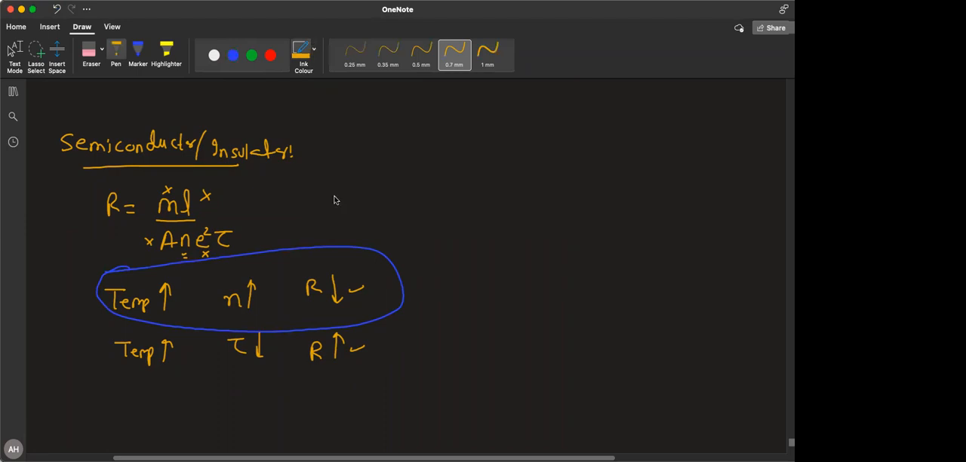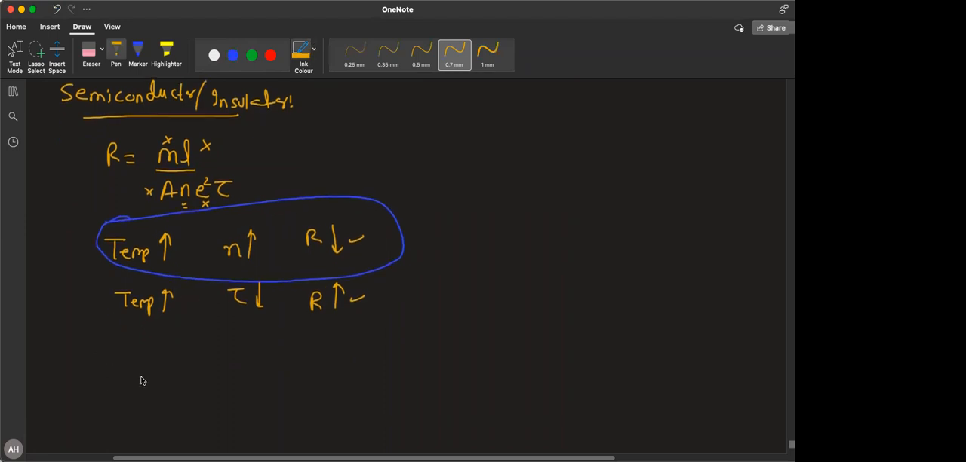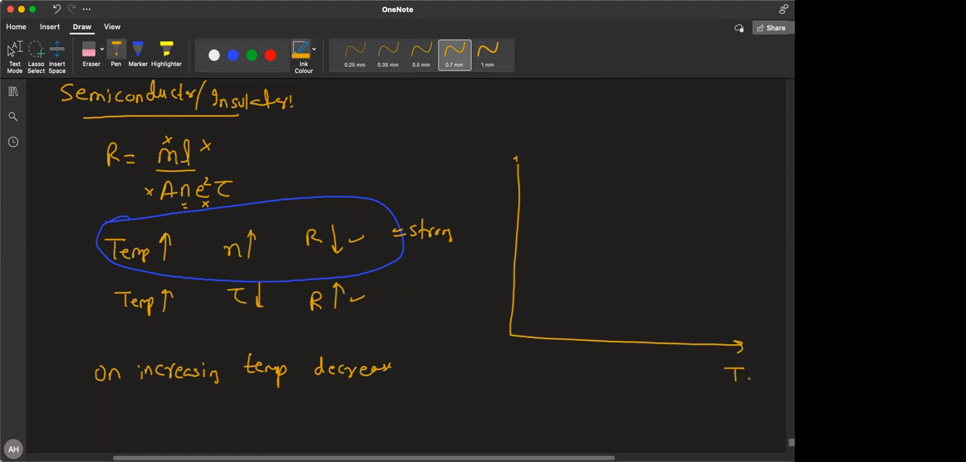Alloy, and increase temperature, then the resistance will increase, but the variation is small. But for semiconductors and insulators, if you increase temperature, then resistance decreases. So this is temperature in Kelvin, and this is resistance, or you can say resistivity. This will be the nature of the graph. Resistance decreases on increasing temperature.